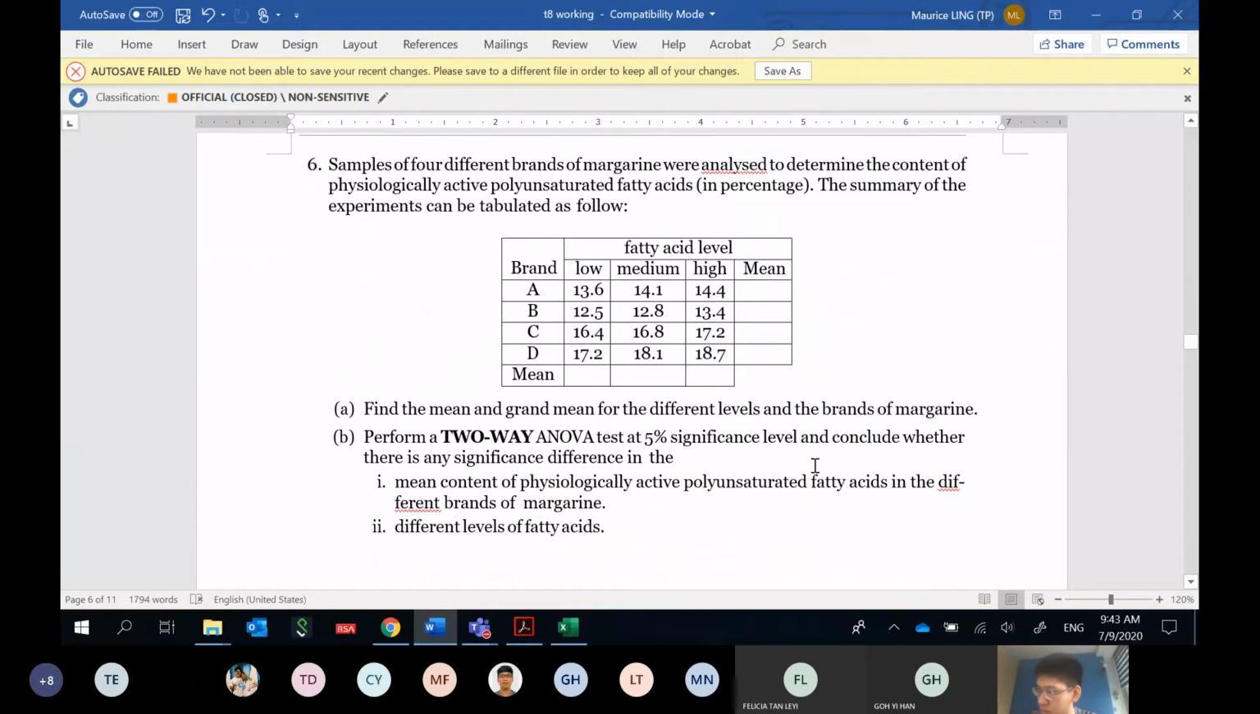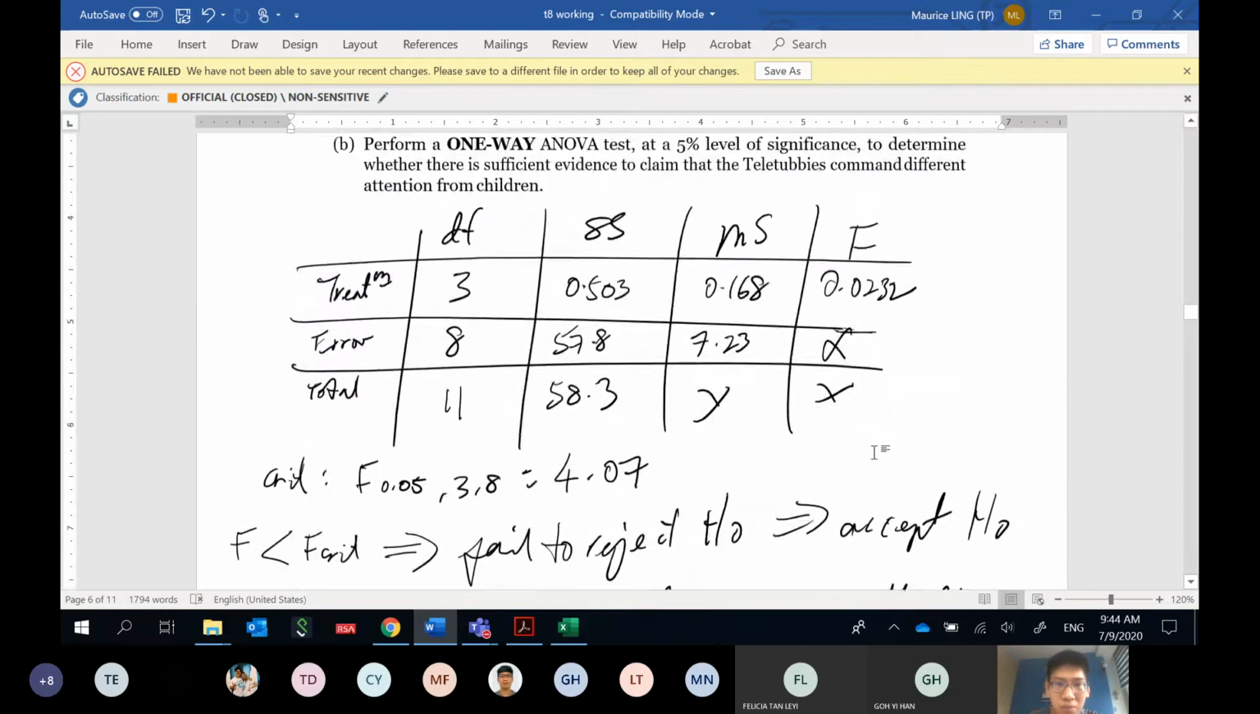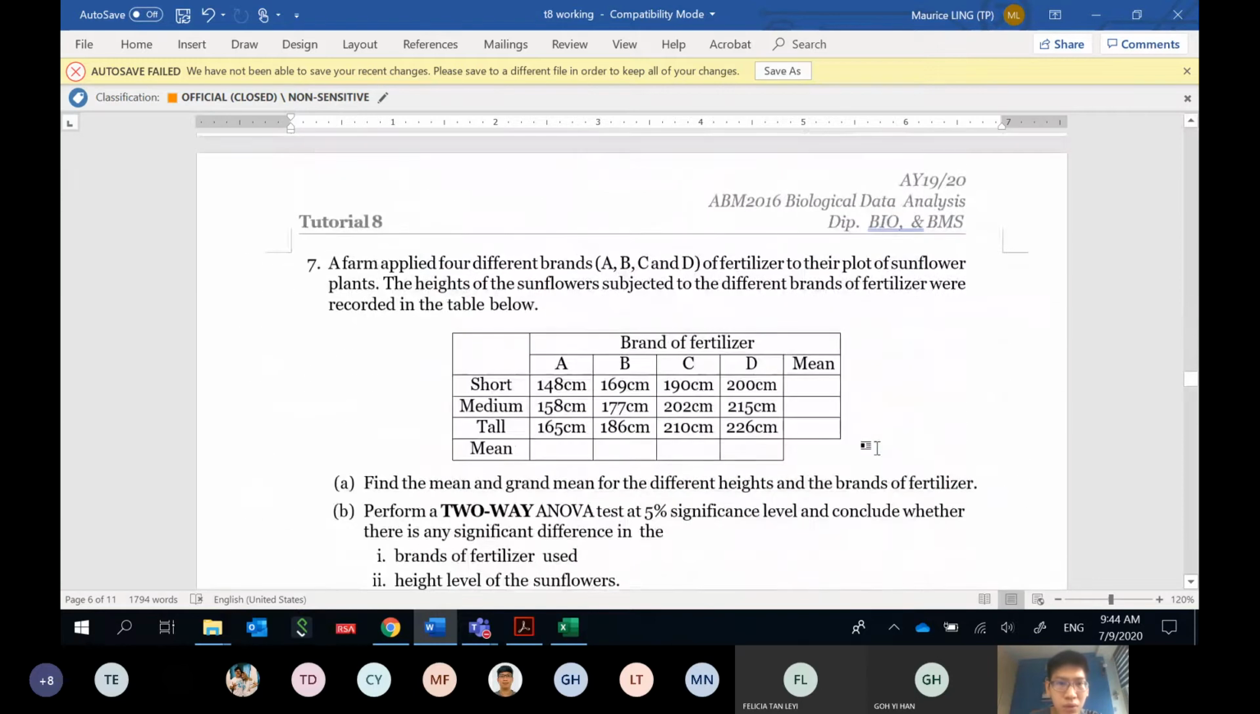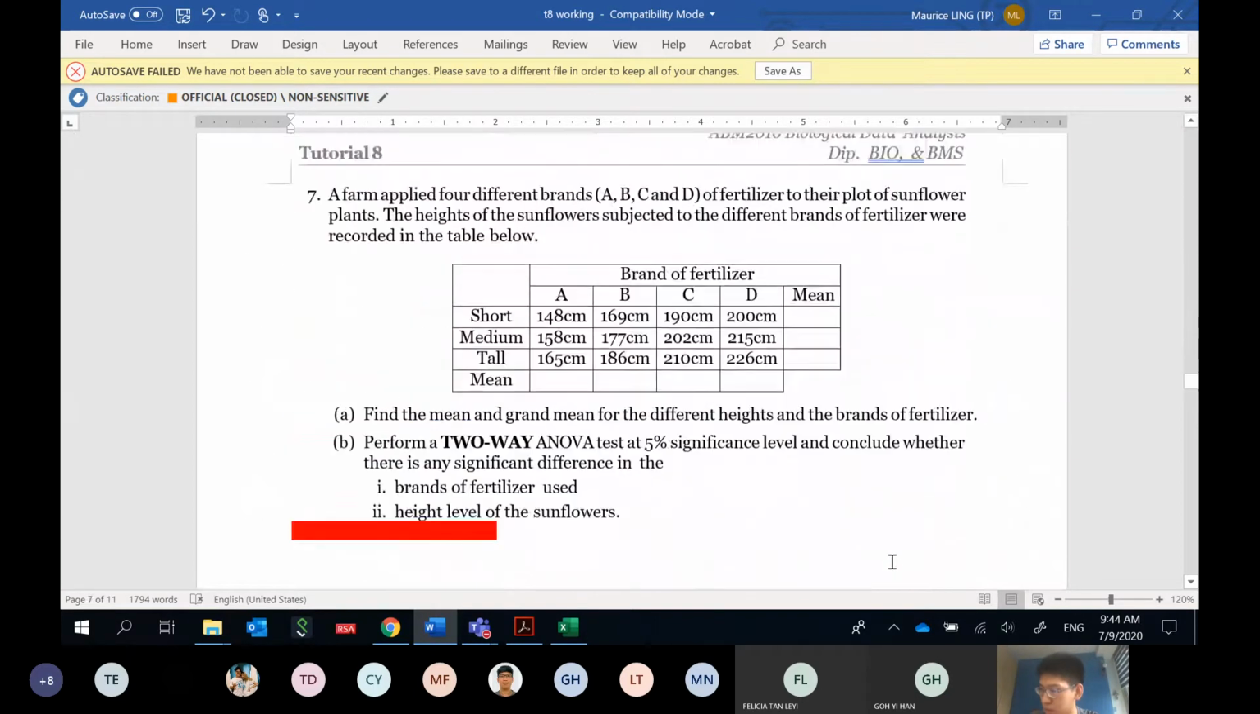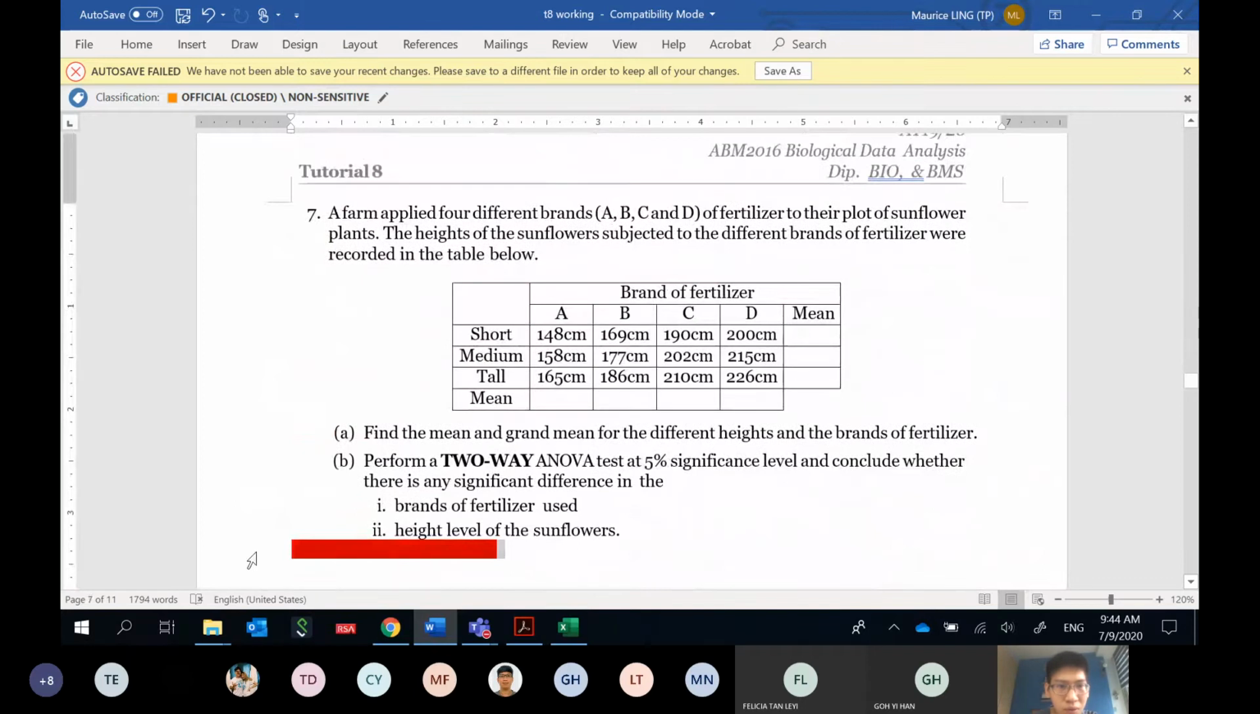Six. We don't have to do six, I think. Six is two-way ANOVA, so we don't bother about two-way ANOVA. Does anyone know how to calculate two-way ANOVA? I'm going to highlight this. Six should not be done, but anyway.